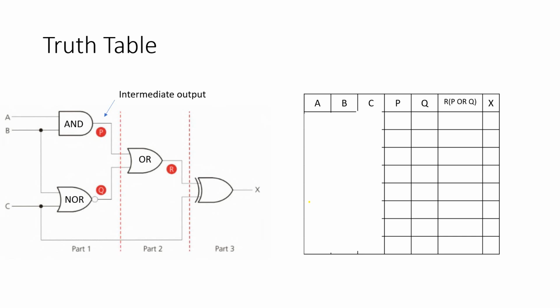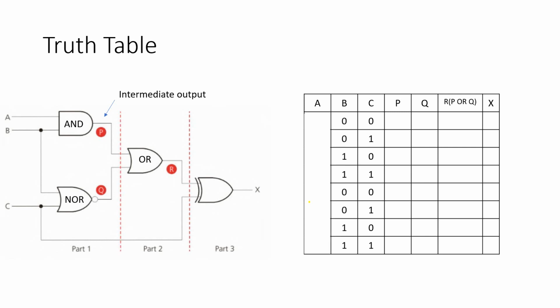So the first thing we are going to consider is to find out P. Before that we need to input all the values which are needed to process. We will be starting from C, which is 0 1 0 1 0 1, then there is B, 2 zeros 2 ones, then there is A, which is 4 zeros 4 ones, right? To find P, you can see the inputs are from A and B. So only these two columns you need to consider.